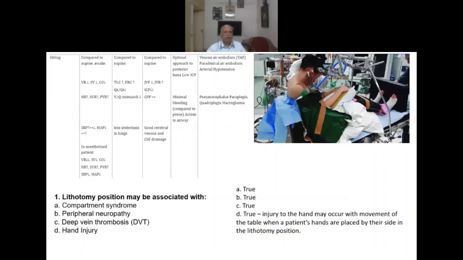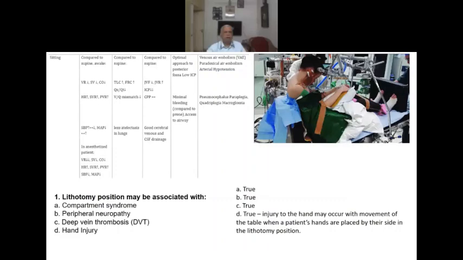So the lithotomy position, of course, I think I made a mistake in not giving the animation for this. There are multiple choice questions. You have to say true or false. So lithotomy position, can it produce compartment syndrome? Yes, it can. Peripheral neuropathy? Yes, it can produce peripheral compression neuropathy. Deep vein thrombosis? Yes, it can produce deep vein thrombosis.